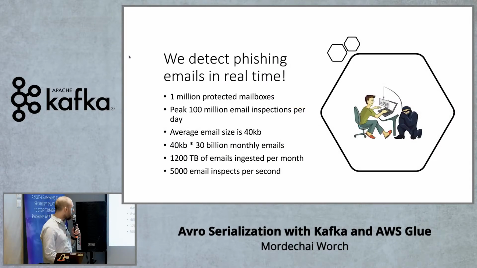So first of all, what is IronScales? IronScales is a SaaS solution for detecting phishing emails in real time. So we have about 1 million protected mailboxes. We expect maybe 100 million emails per day. If you assume that the average email size is 40 kilobytes, you can do the math: about 30 billion monthly emails and 1.2 petabytes of data just per month.